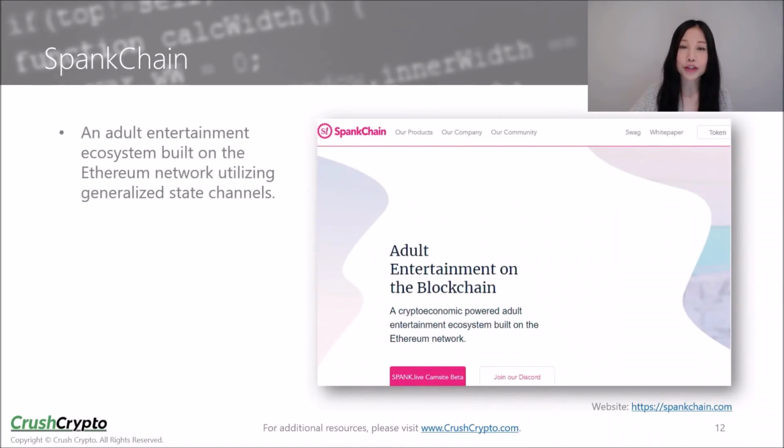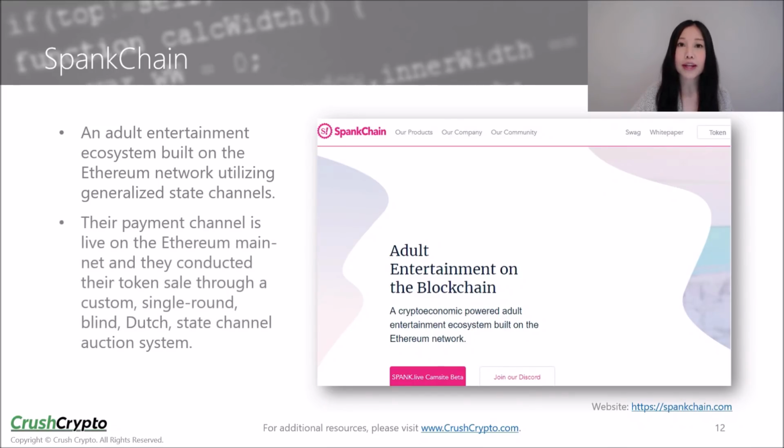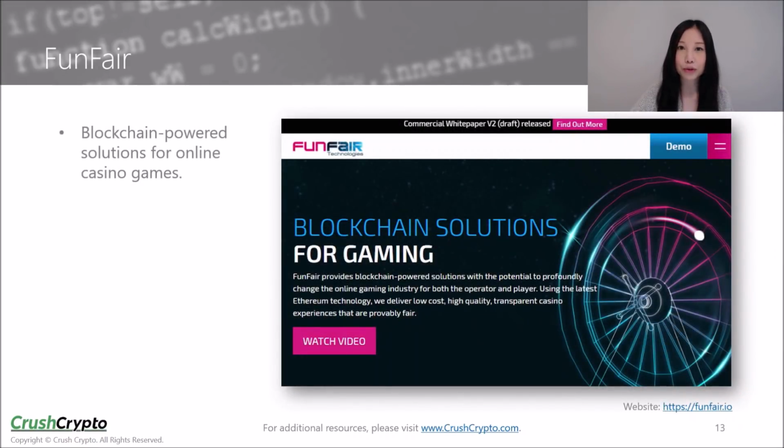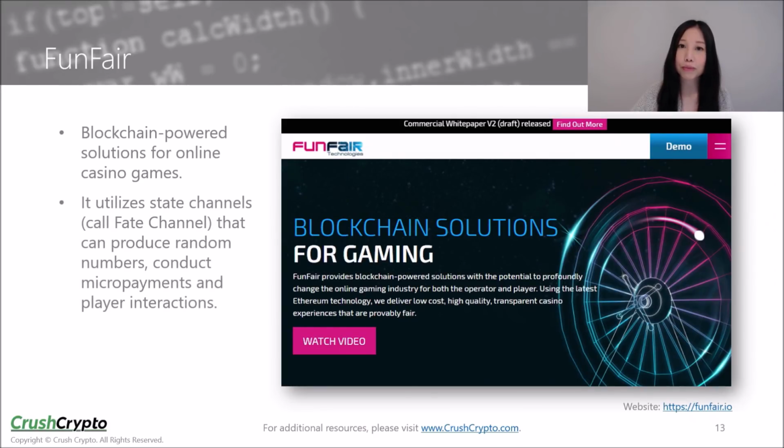SpankChain is an adult entertainment ecosystem built on the Ethereum network utilizing generalized state channels. Their payment channel is live on the Ethereum mainnet. The project conducted their token sale through a custom, single-round, blind Dutch state channel auction system. FunFair provides blockchain-powered solutions for online casino games. The platform utilizes state channels that can produce random numbers, conduct micropayments, and player interactions.